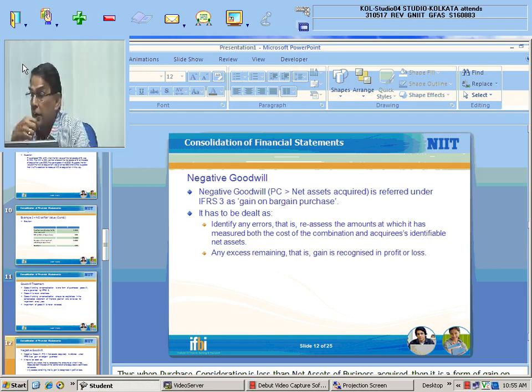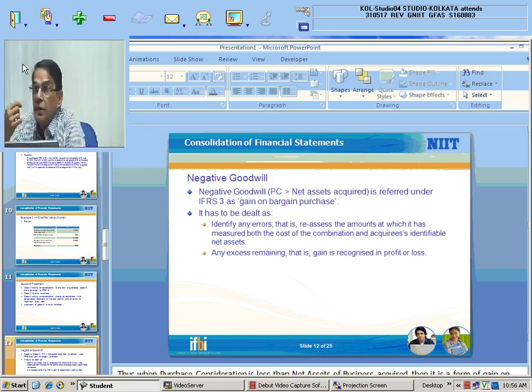So a company has acquired another company, but paid a purchase consideration which is less than the fair value of the net assets of the acquired company. In that event, if we calculate goodwill, it will be definitely negative, because after all, goodwill is purchase consideration plus non-controlling interest minus fair value of the net assets.